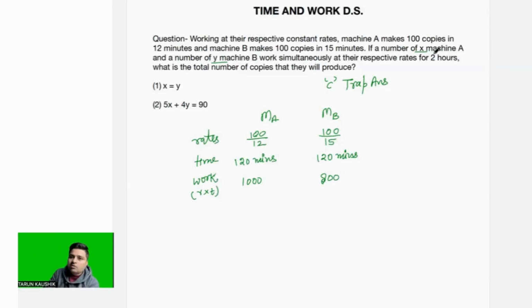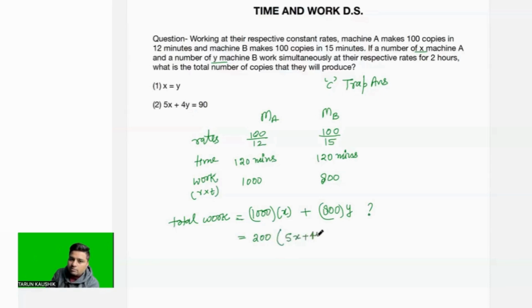So the question says there were X machines of type A. So if I have to write down the expression of the total work which needs to be done, that will be 1000 multiplied with X plus 800 multiplied with Y. So this is the work which I need to find out. Let's try and simplify it a little bit further. If I take out 200 common, that makes it 5x plus 4y. So our ultimate goal is to figure out the value of this.